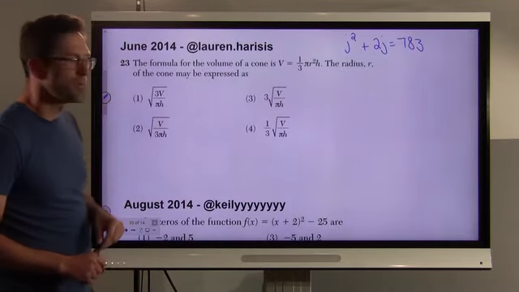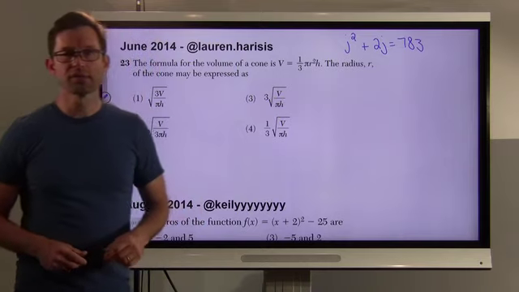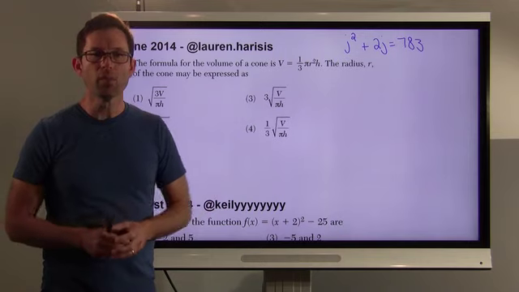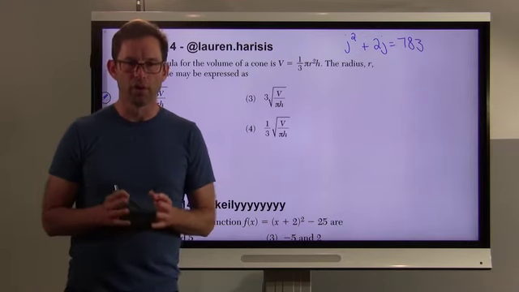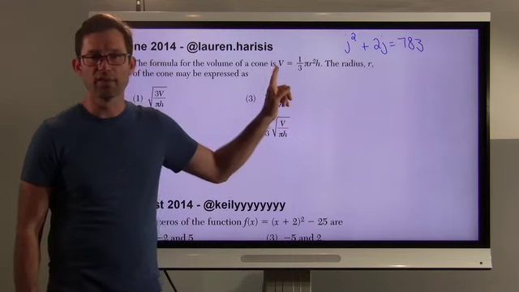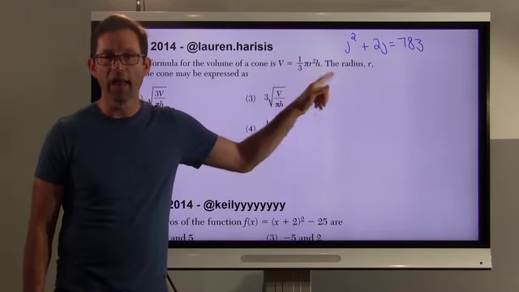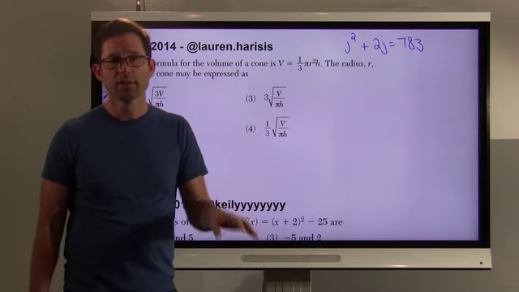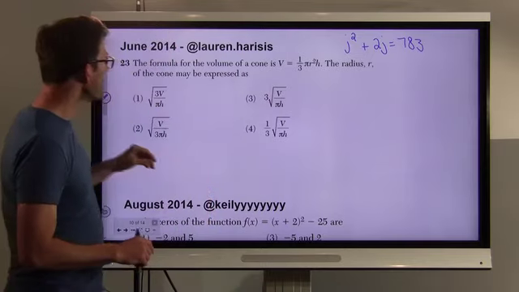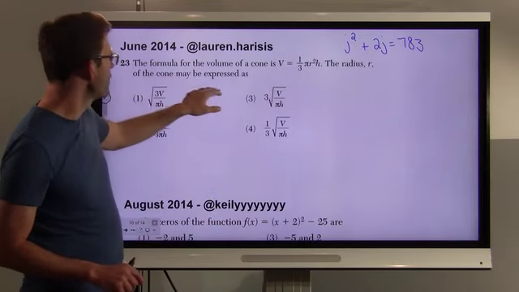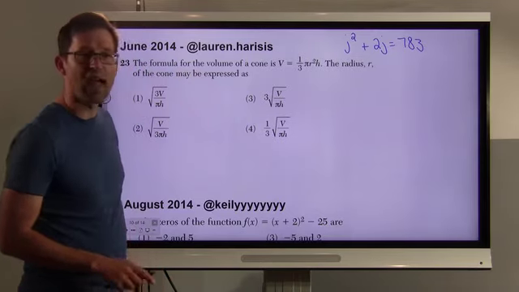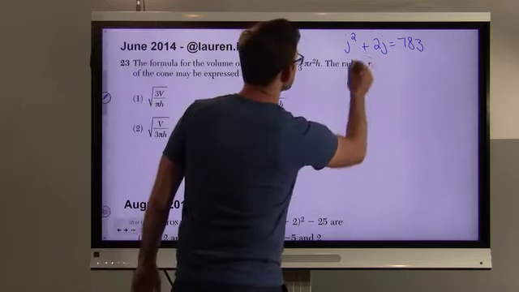Now, this one, June of 2014, by @Lauren, is actually what's known as a literal equation. We talked about this a little bit before, an equation where there's multiple letters in it. In this case, a V, an R, an H, there's even a pi, which is technically kind of a letter and a number, and it's all over the place. Anyway, this problem asks us, the volume formula for a cone is this. The radius R may be expressed as what? In other words, we're trying to solve for R.